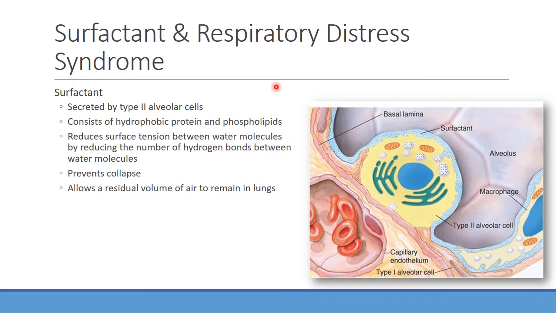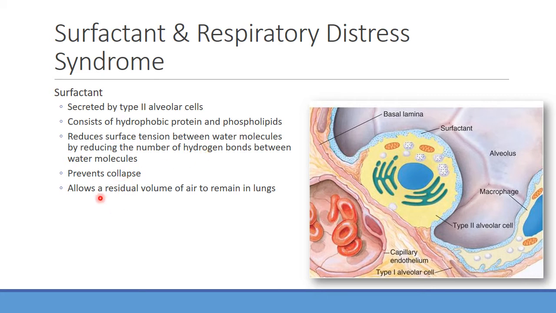Okay, so we mentioned surfactant, and now we're talking about respiratory distress syndrome. Again, surfactant is secreted by those type 2 alveolar cells. It consists of both a hydrophobic protein and a phospholipid. This helps us to reduce surface tension between water molecules and reduce the number of hydrogen bonds between those water molecules, because what would like to happen is alveoli would just collapse in on themselves and you couldn't ever pull them back open. But the surfactant helps to reduce surface tension, keeps the alveoli nice and open, and prevents that collapse.